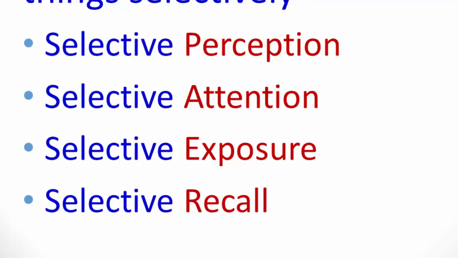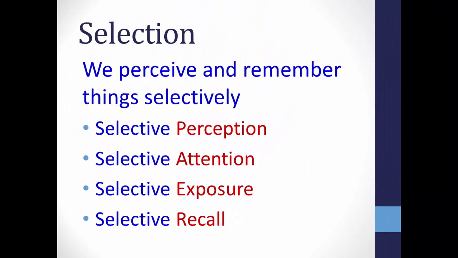Oftentimes, we repress bad memories, but we may also block out or forget the good stuff or things we didn't consider to be relevant at the time. There is no way we can pay attention to all the stimuli around us. There's just too much going on. So we select what we will attend to or ignore, selective attention, based upon several factors.